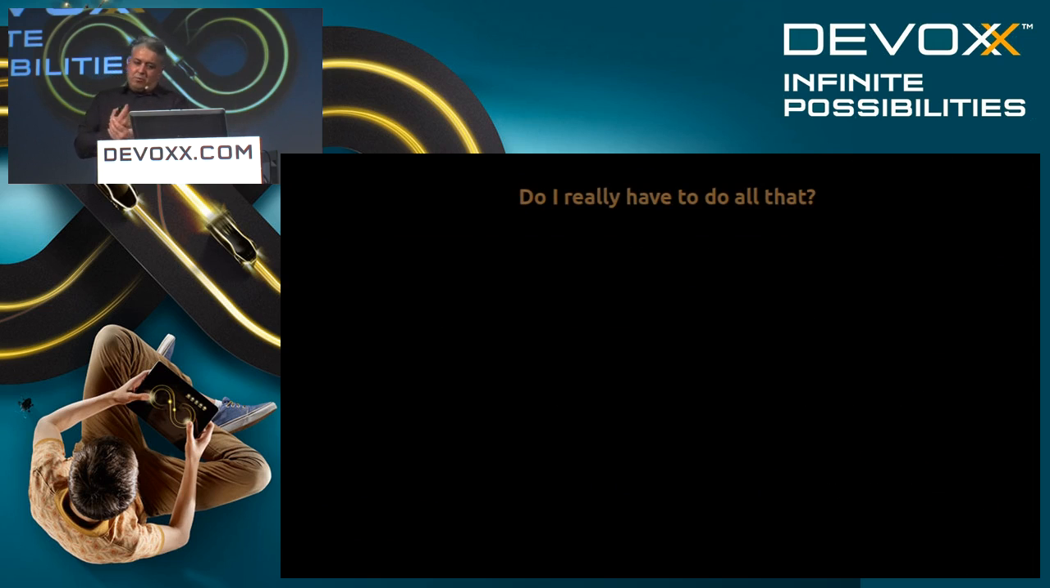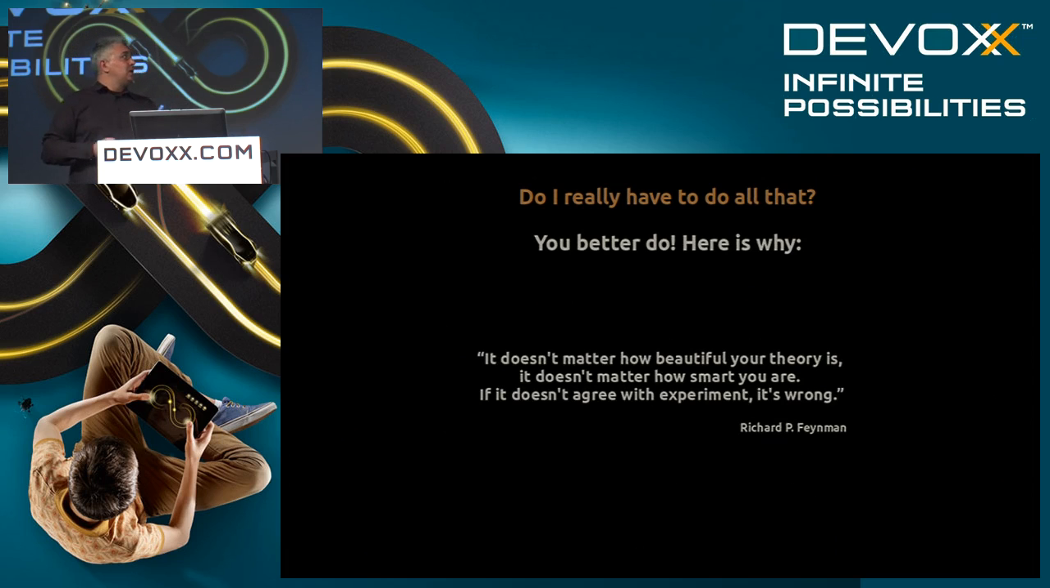So now you probably ask yourself, is it true? Do I really have to do all this? Well, you better. And I'll give you a bunch of reasons for that. The first is a famous quote from Richard Feynman. It says, it doesn't matter how beautiful your theory is, it doesn't matter how smart you are, if you cannot back it up with an experiment, you're wrong. I wouldn't put it that strictly. I wouldn't say you're definitely wrong. I would say you cannot be sure you're right, and most likely that means you're wrong.